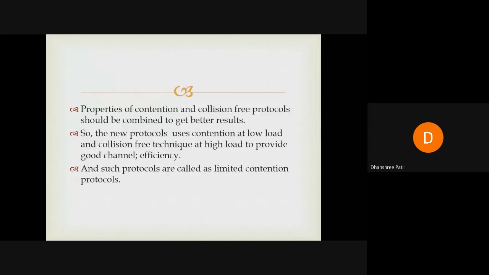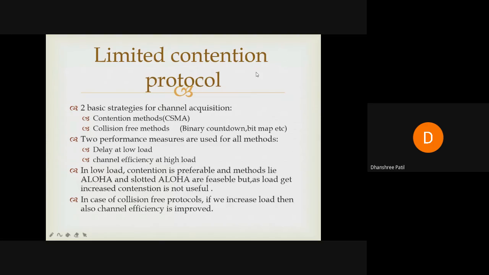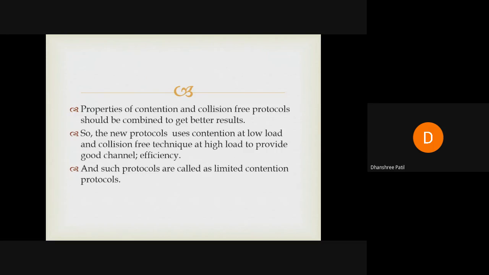So it is required that the properties of contention and collision free protocols should be combined together to get a better result. Meaning CSMA or Aloha, slotted Aloha, binary countdown, bitmap protocol, whatever we have seen, everyone has its own advantages as well as drawbacks. Correct? So all these protocols should be combined together to get a better result. Okay, so such protocols are called limited contention protocols.